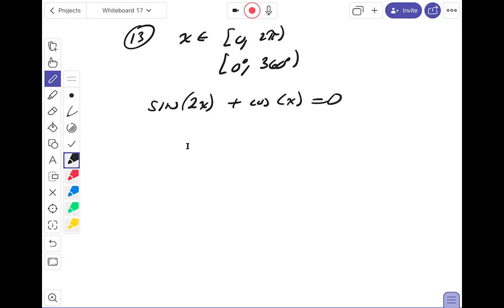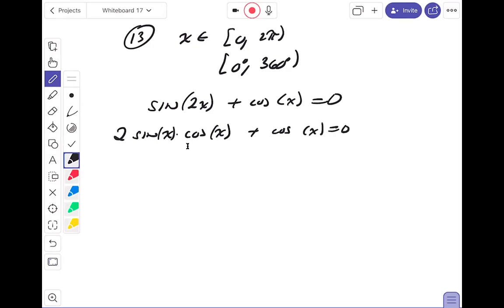Well, first thing I notice is that I really need to take that sine of 2x and write it so it has one angle in it, not a double angle. So do I know that formula? I do. It's 2 sine x cosine x plus cosine x equals 0.